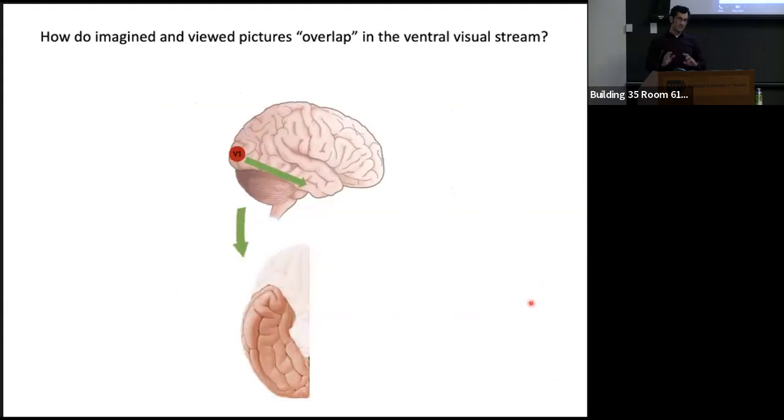So overcoming those challenges and the endless headaches of a year and a half, we can now start to ask questions about the layer profiles in the ventral visual stream. In this first project, we just want to ask how do imagined and viewed pictures overlap in the ventral visual stream. Specifically, we're going to look at two well-known areas, the fusiform face area, or FFA, and the parahippocampal place area, or PPA.